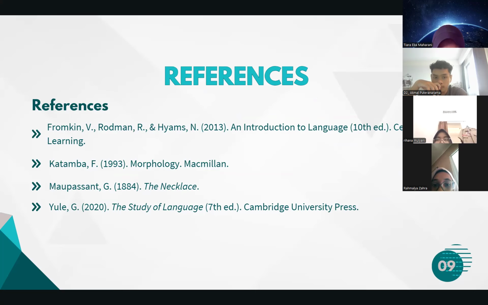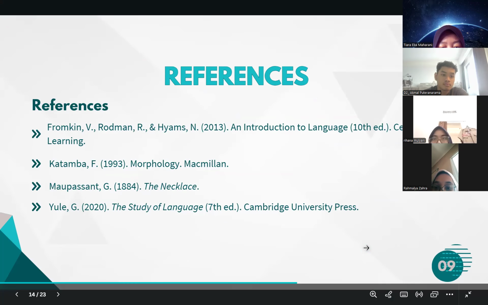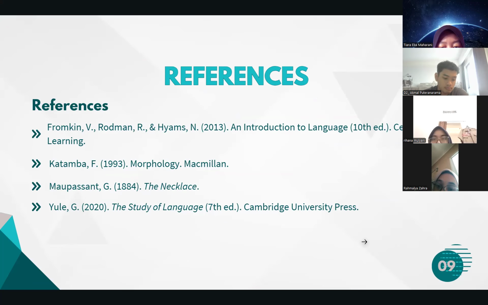The references are from the book An Introduction to Language, 10th edition, Morphology by F. Katamba, the story The Necklace, and The Study of Language, 7th edition.